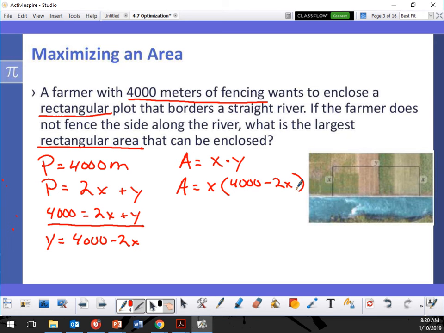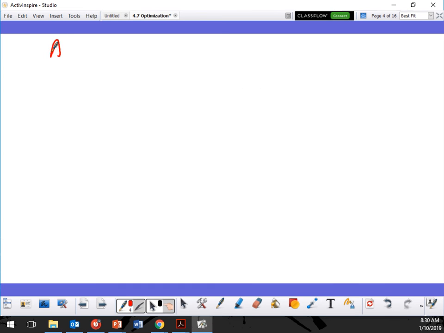So let's go ahead, I'm going to distribute. Okay, hold on. I'm going to move this to the next page because I'm going to run out of room here. So A is equal to x quantity 4,000 minus 2x. Distributing, A is equal to 4,000x minus 2x squared.